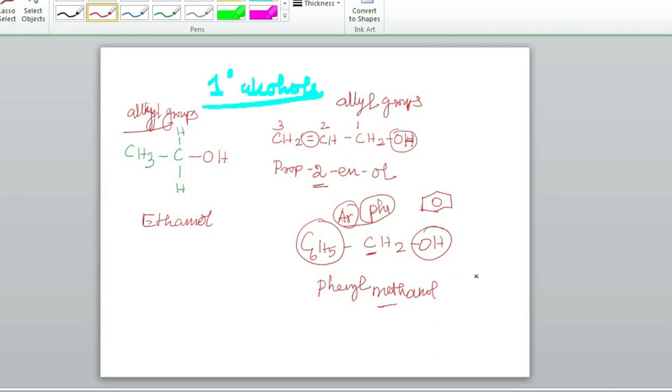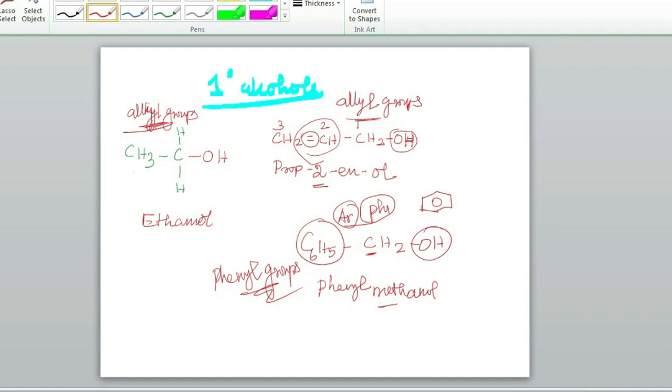So this is the primary alcohol. We call it primary alkyl groups, like CH3CH2OH. Allyl group: CH2 double bond CHCH2OH, where the double bond is present. In the case of phenyl groups, it is C6H5CH2OH, where the phenyl group is present. Generally we call it a primary alcohol whenever the OH group is attached singly at the position.